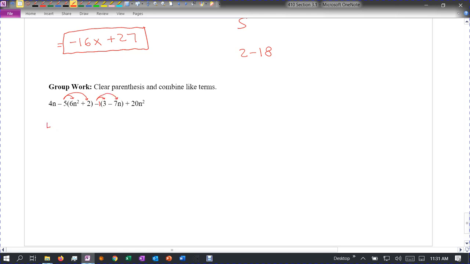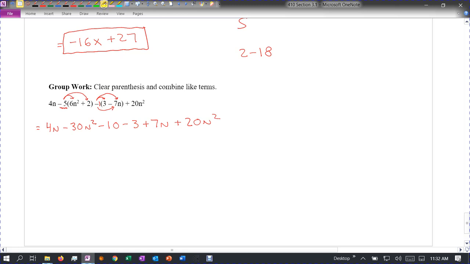So my 4n, nothing happens to it. I get a negative 30n squared and then minus 10. So that's from distributing that negative 5 right there through. Then this negative 1 needs to go through, so I'm going to get minus 3, and then I'm going to get plus 7n, because this negative times a negative became positive. Then I still have plus 20n squared.